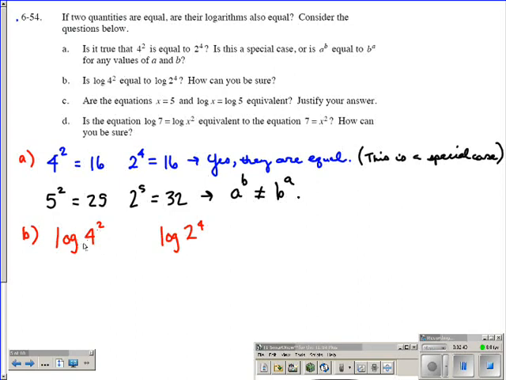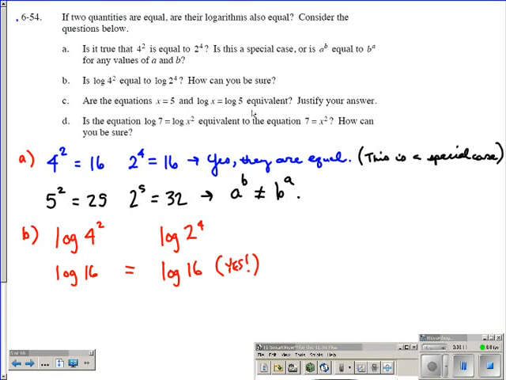Well, as we look at it, let's simplify these. Log base 10 of 4 squared is going to be the same thing as log of 16. And here, 2 to the 4th was 16, so if we look at log of 16, obviously these are going to have to equal each other because we have the exact same expression. So, are they equal? Yes. They are equal.